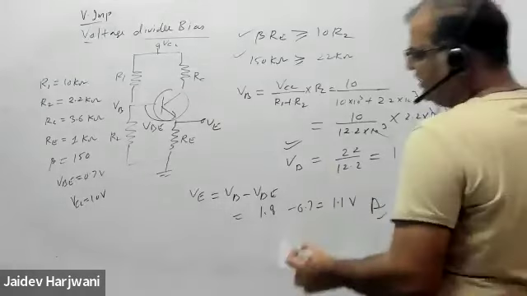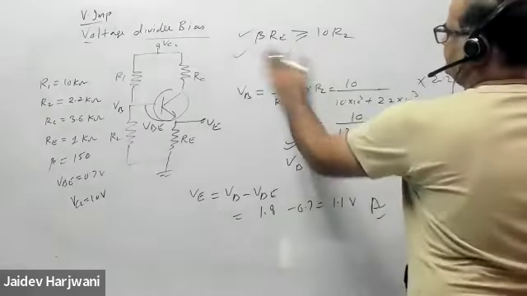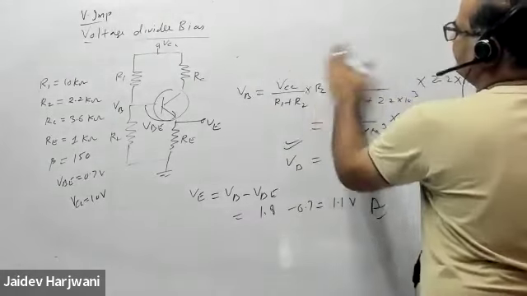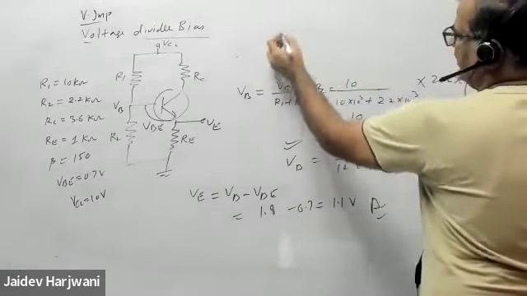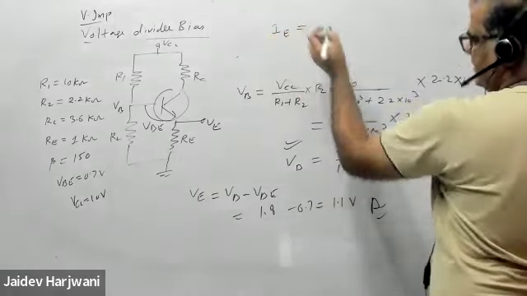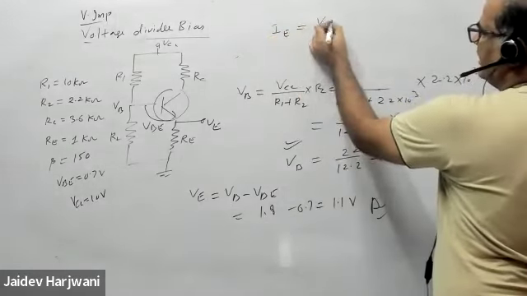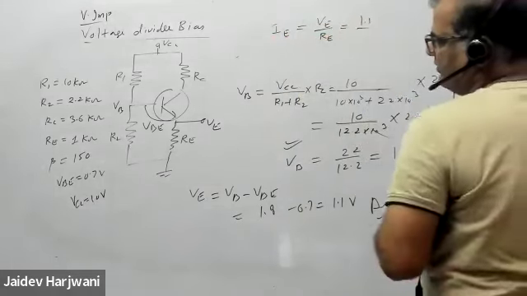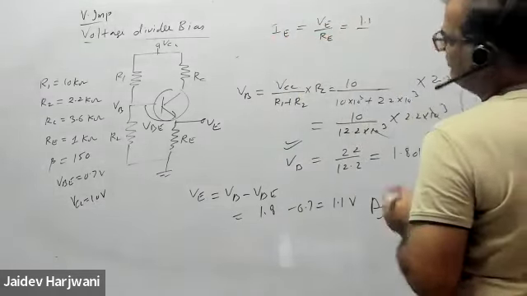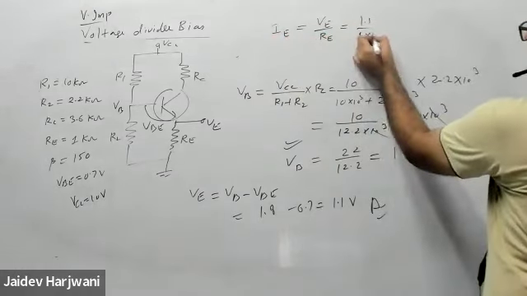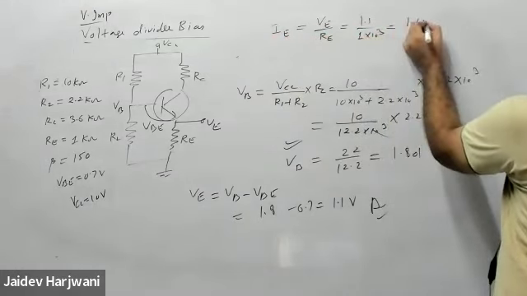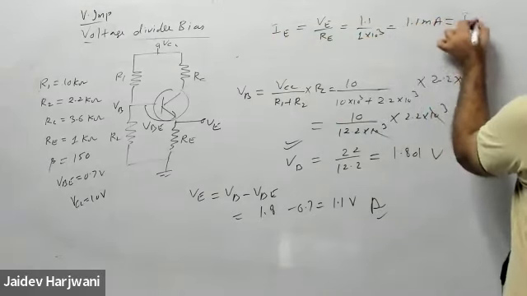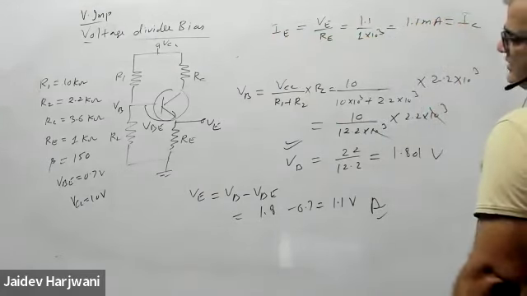Now once you know the VE, you can find IE. IE will be VE upon RE. 1.1 volt divided by RE, how much is RE? 1 kilo ohm. So this becomes 1.1 milliampere, which is equal to IC. So I know IC now.